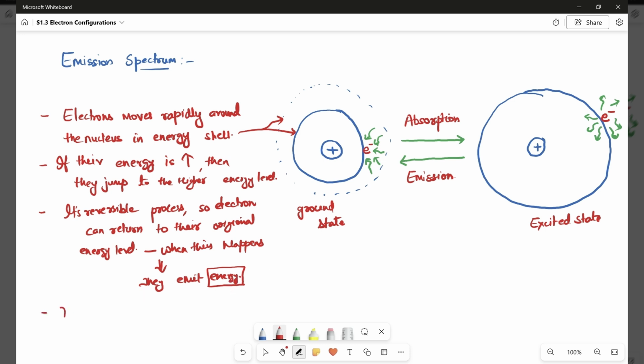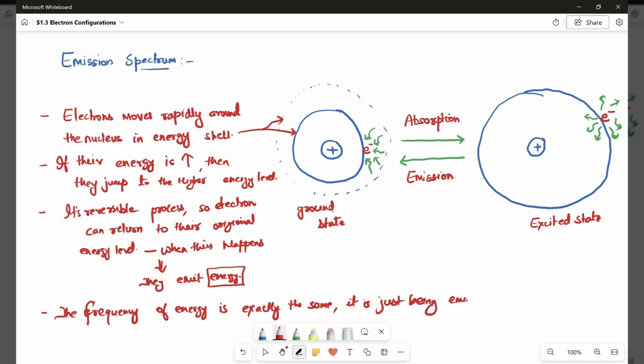So we can say that the frequency of energy is exactly the same. It is just being emitted rather than absorbed, right?